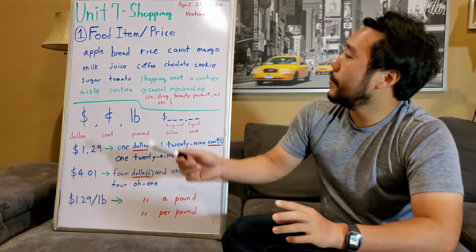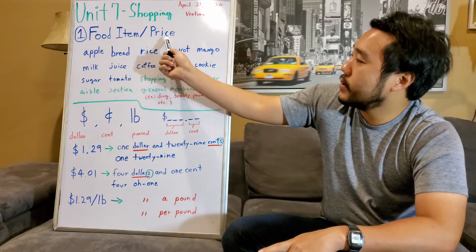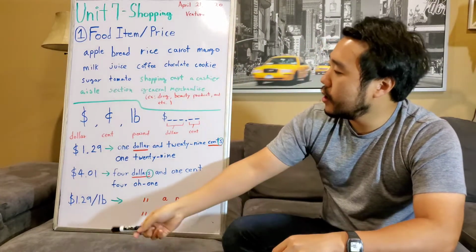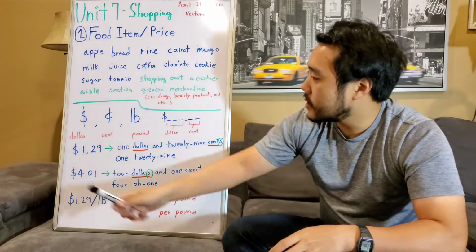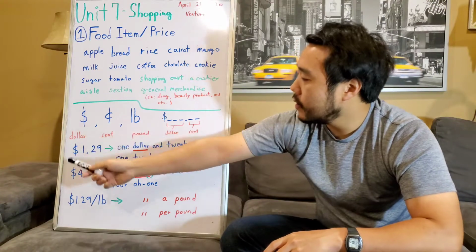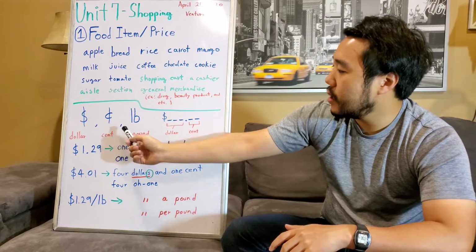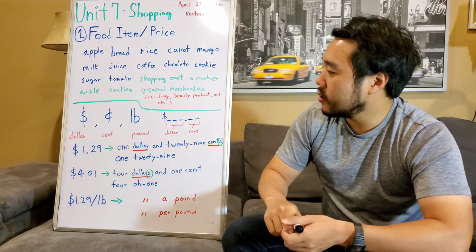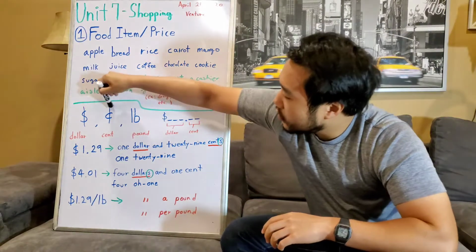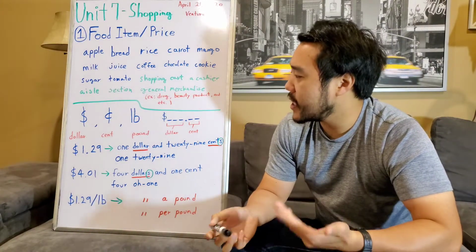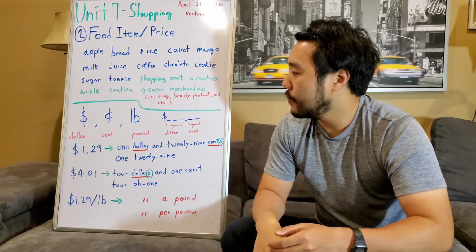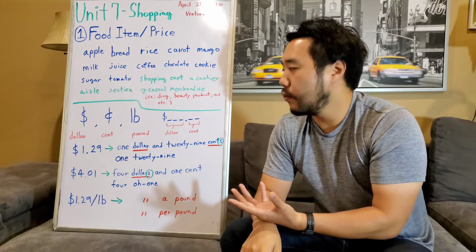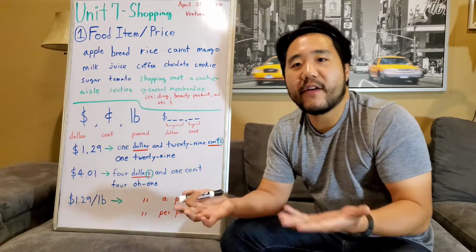And then we learned about price, right? Here we have these symbols. This is a symbol for a dollar, this is a symbol for a cent, and this is a pound. Actually, these two are the signs for money. This one we use for weight measurement, how heavy it is.